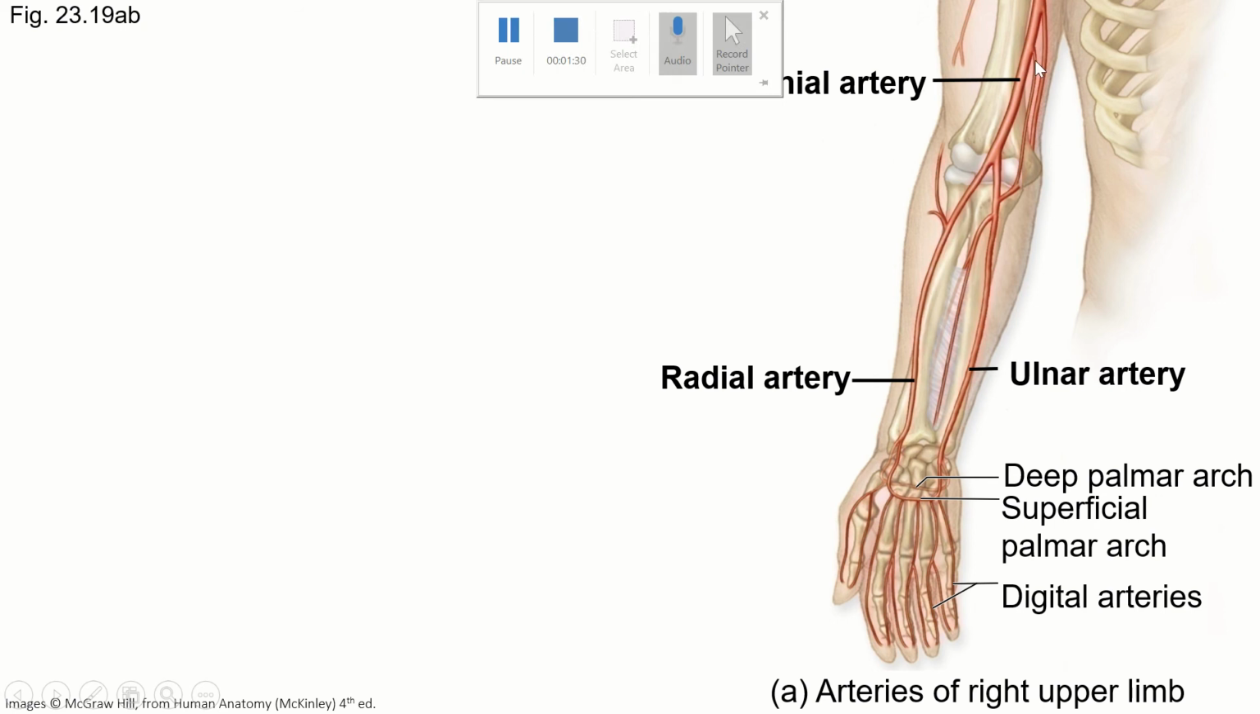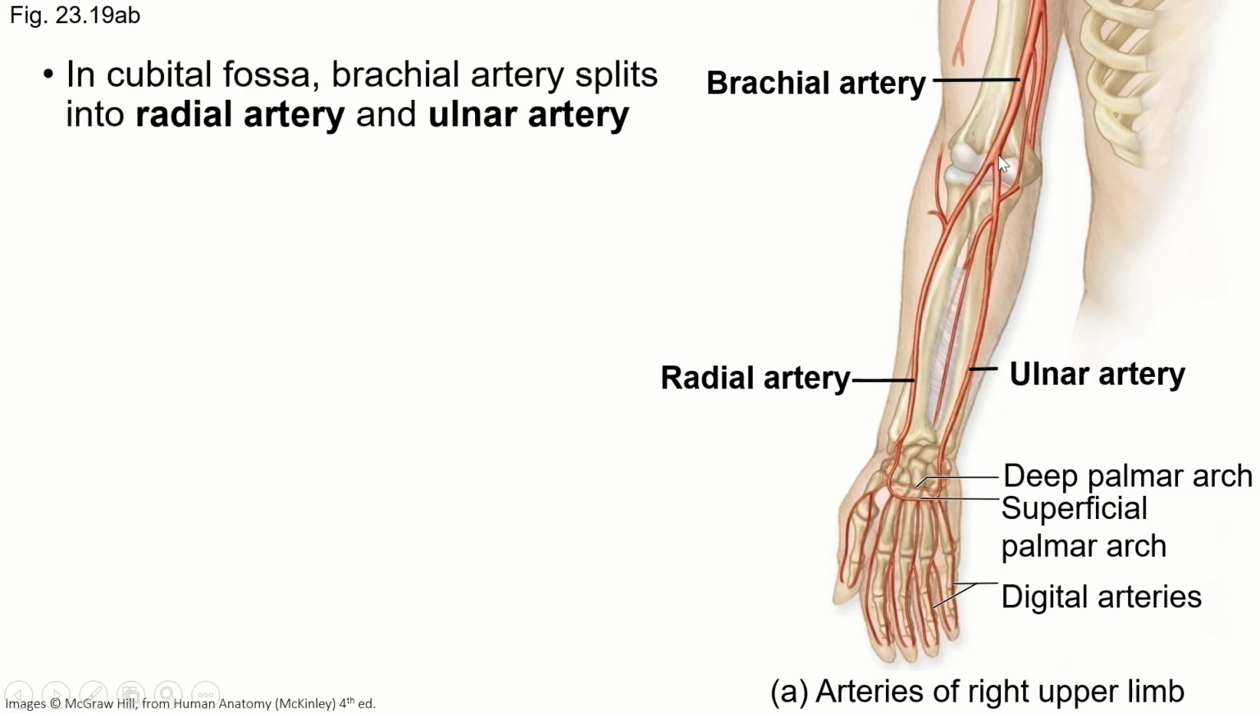And then the brachial artery at the cubital fossa is going to separate into two arteries. One runs down the lateral side and is the radial artery. The other runs down the medial side and is the ulnar artery. Oh my gosh, one runs down the radius, one goes down the ulna. Aren't you glad you learned those bones, right?